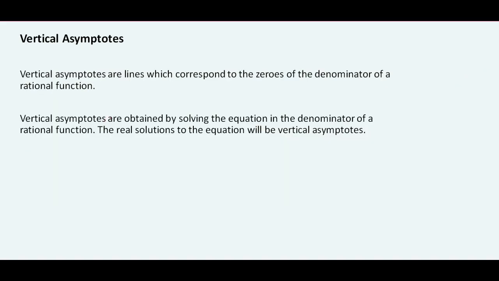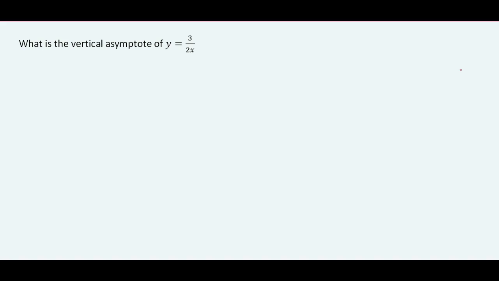So vertical asymptotes are lines that correspond to the zeros of the denominator of a rational function. That means that a rational function generally has a function in the numerator and a function in the denominator, and we want to solve the denominator to get the asymptote. Let's look at some examples here.